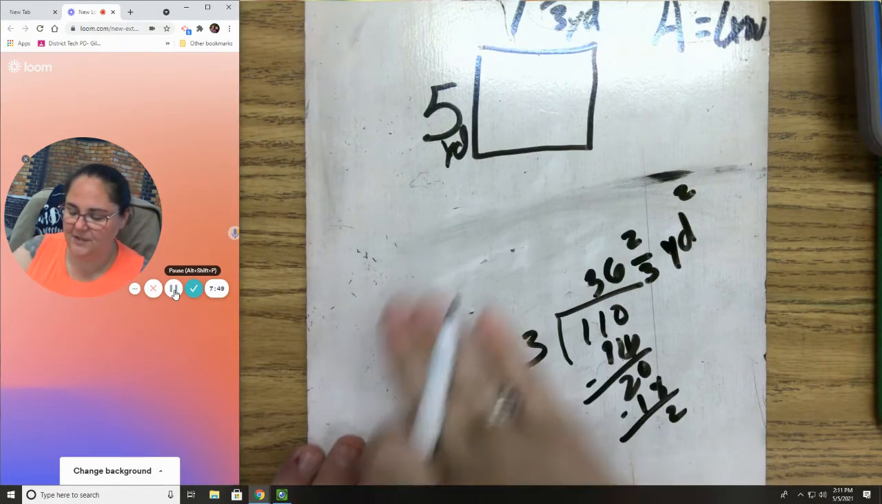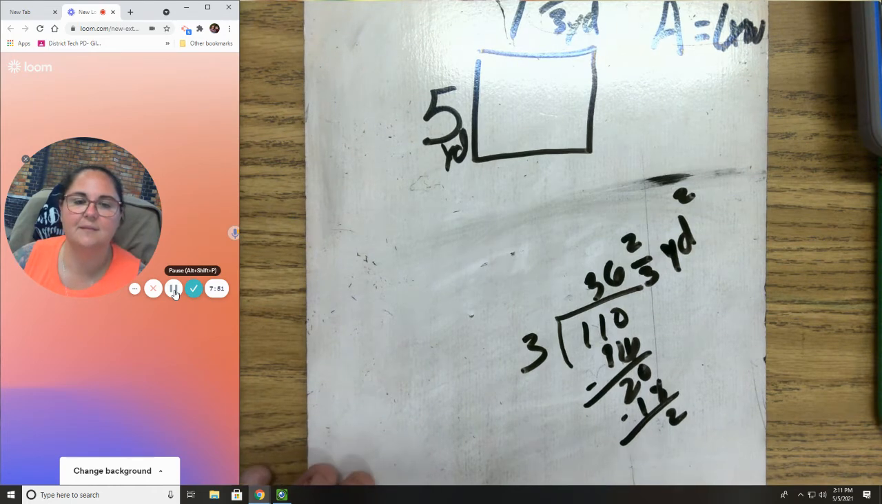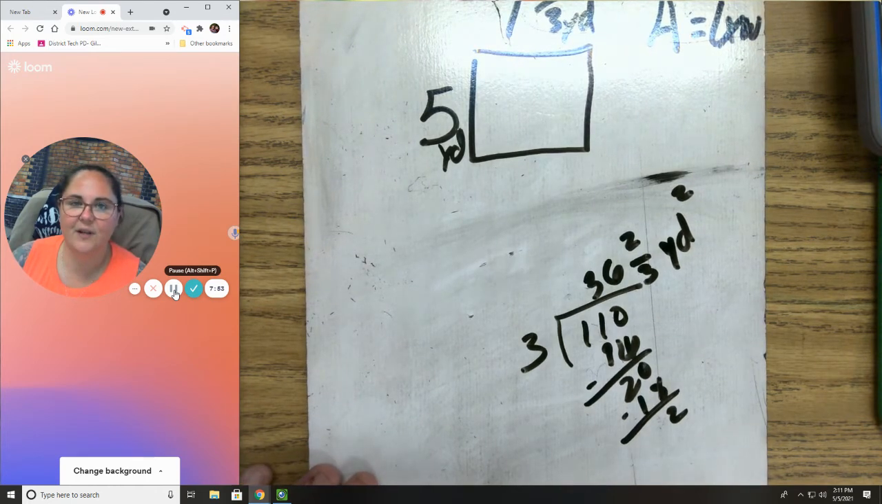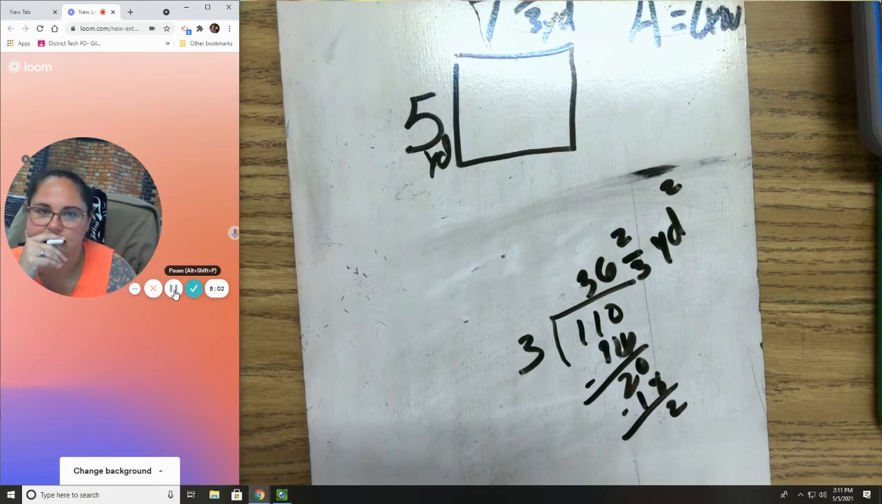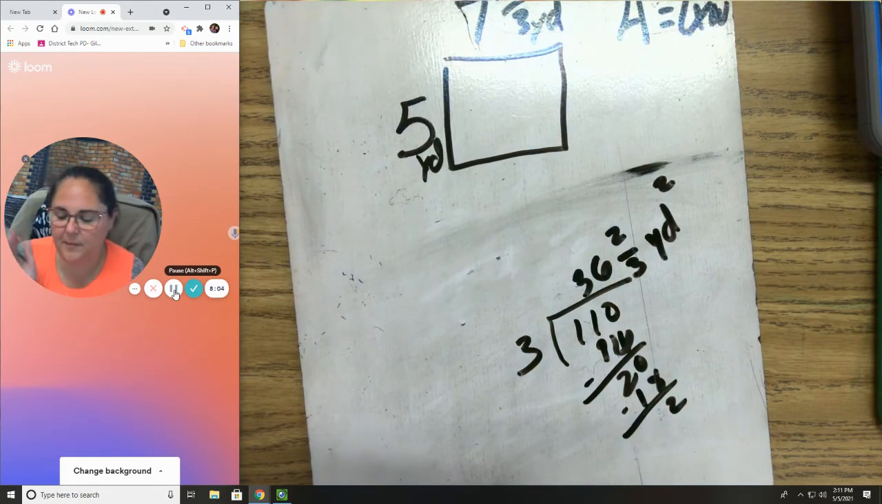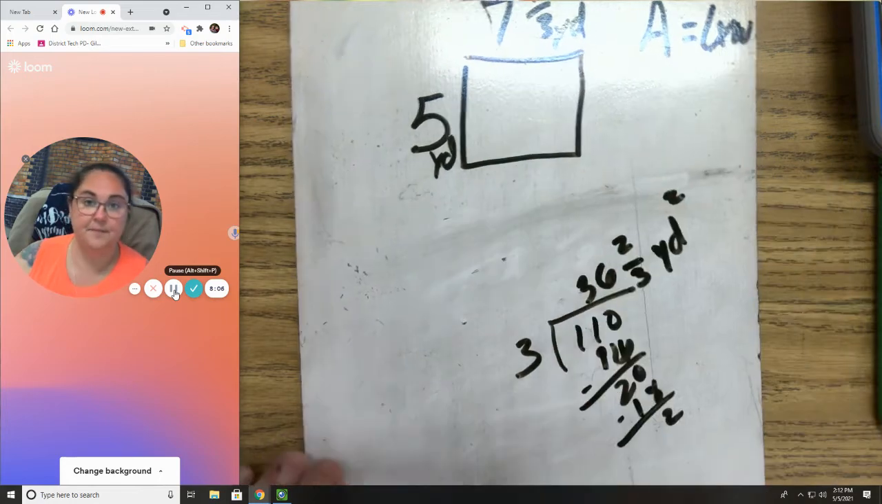If I ask you how you did that, you can tell me I multiplied length times width. I converted it into mixed improper fractions. I multiplied straight across. Use your words. All right, now it's tricky. This part is probably the trickiest that we have seen.